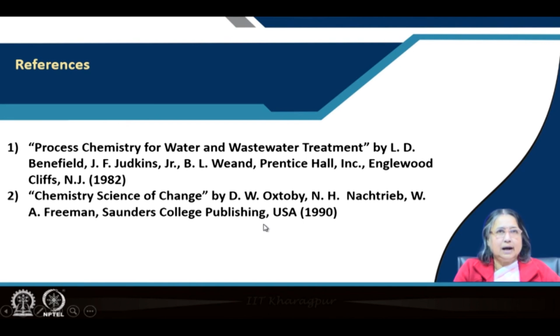Now, up to this point what I have discussed, to have a better idea, you can read from these two books. One is Process Chemistry for Water and Wastewater Treatment by L.D. Benefield, Judkins and Wendt, the full reference is here. Another is Chemistry: Science of Change, which is like a textbook, and it is also a very nice book. You can read from these two books.